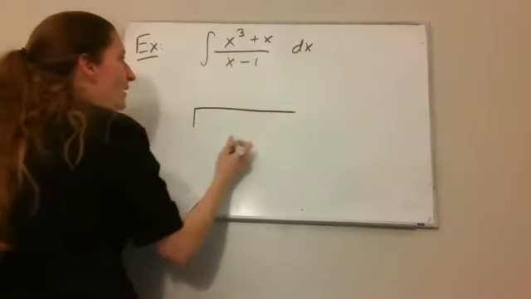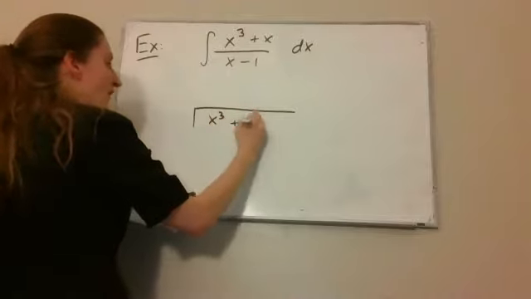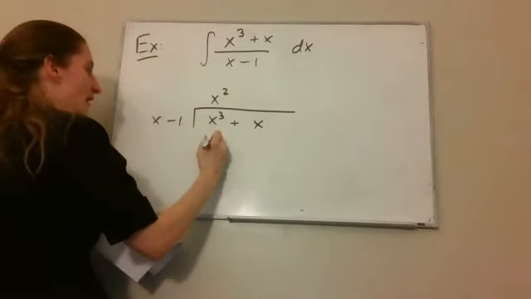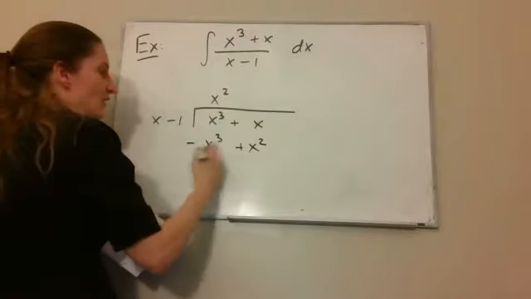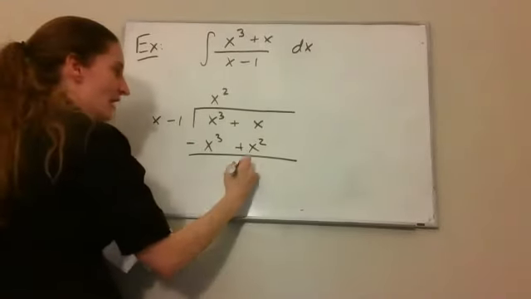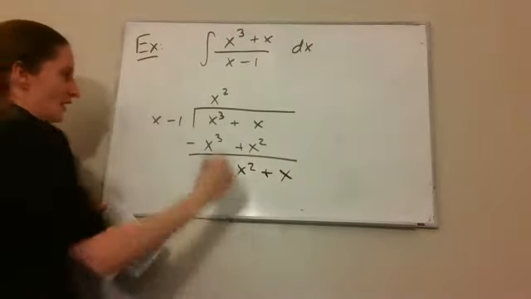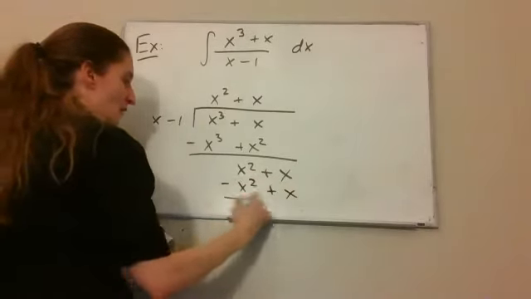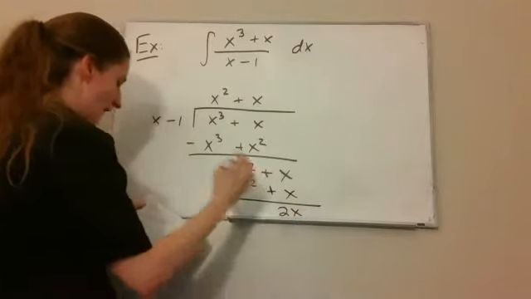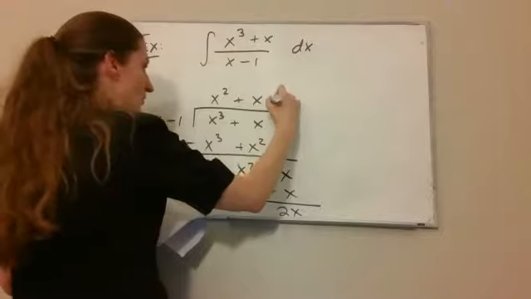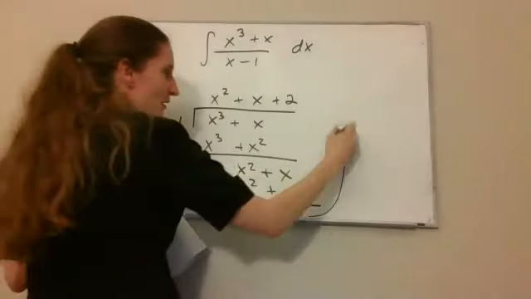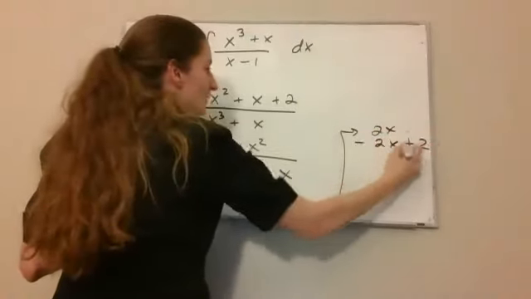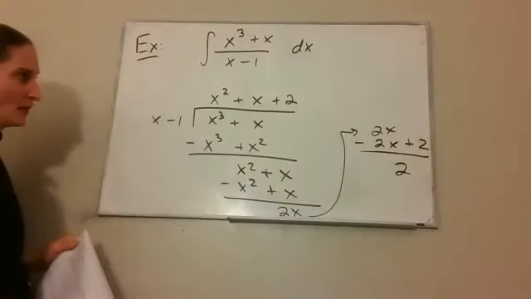So long dividing these polynomials. I have x to the third plus x divided by x minus 1. I would get x squared, and then subtract what I get when I distribute, and I get x squared plus x left. That means I need to now multiply by an x, distribute that, subtract what I get, and I have a 2x, and that means I need to multiply by a 2. We had a 2x. When I distribute my 2, I get a 2x minus 2. Subtract that line, and I get 2 as my remainder.